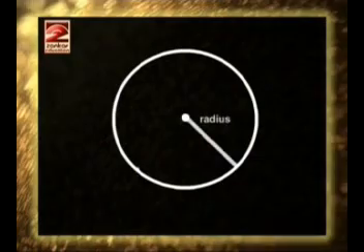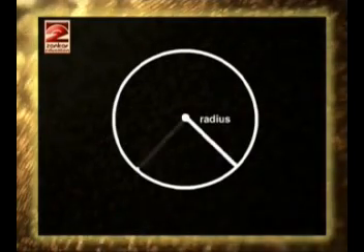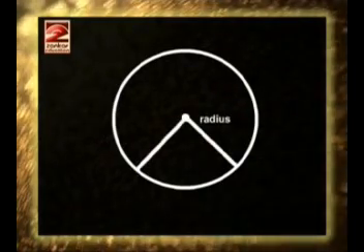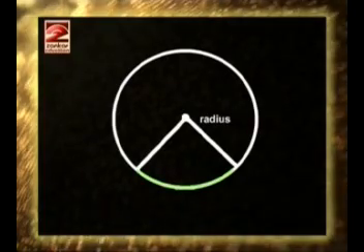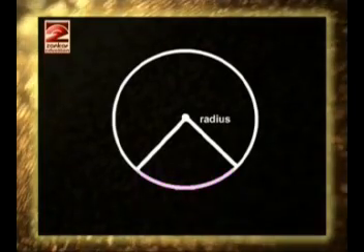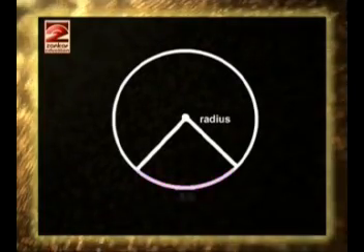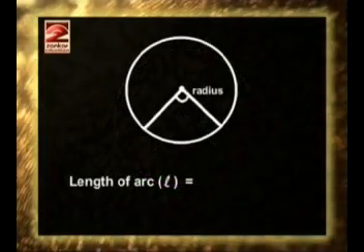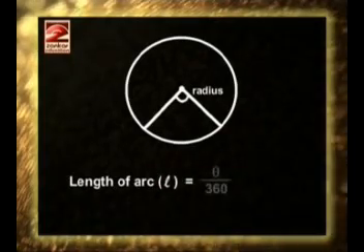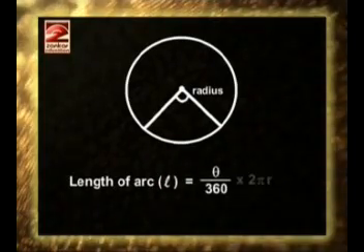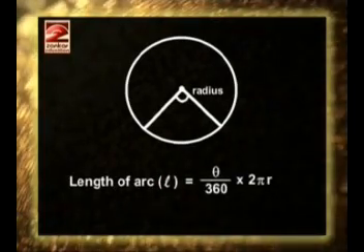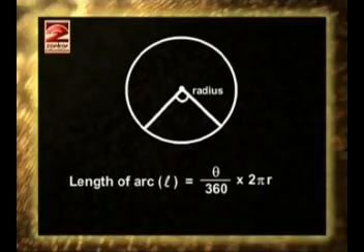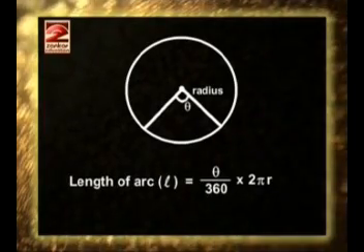Now, this is a circle. This is the center of the circle. This is the radius of the circle, and this is another radius of the circle. The part of the circumference in between these two radii is the arc. Now, length of the arc L is equal to theta upon 360 into 2 pi r, where theta is the central angle of the circle.